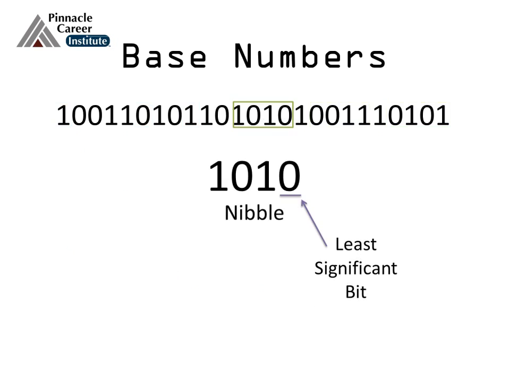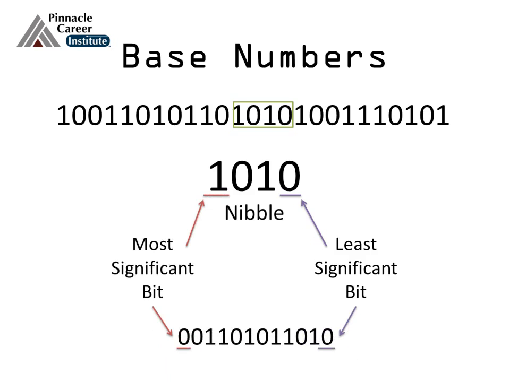Every binary series starts with what is known as the least significant bit, which is the lowest bit in the series and is usually, but not always, located at the far right. The most significant bit is the highest number in the series, opposite of the least significant bit. It doesn't matter how long the series is, there's always a least and most significant bit.